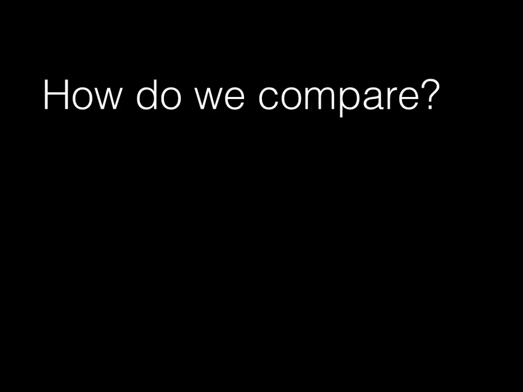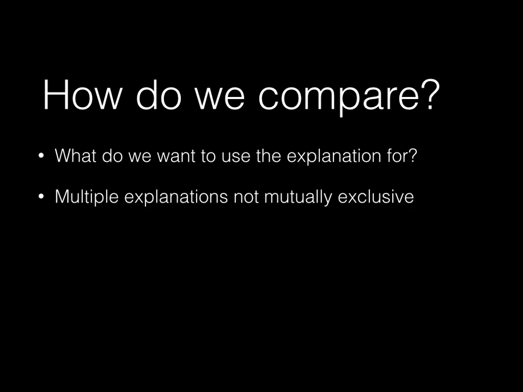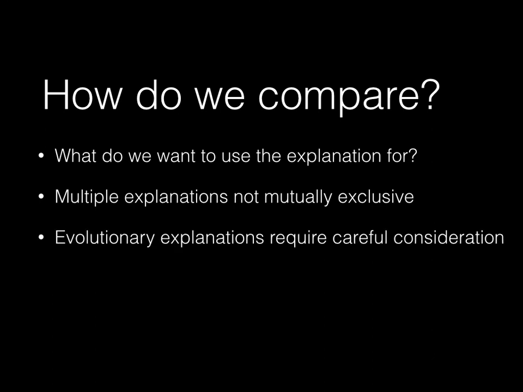So how do we compare these different levels? As I said, what do we want to use the explanation for? We know that multiple explanations are not mutually exclusive. Think of our discussion of allergies. And also, evolutionary explanations require careful consideration. We had a discussion of human behavioral ecology and evolutionary psychology. One measures the adaptive outcome of behavior. The other looks at the mechanism that produces it.